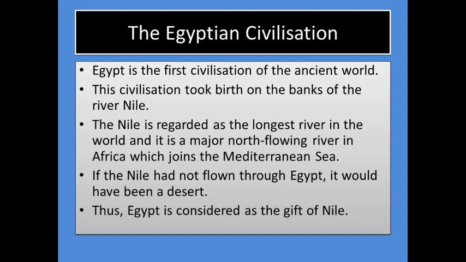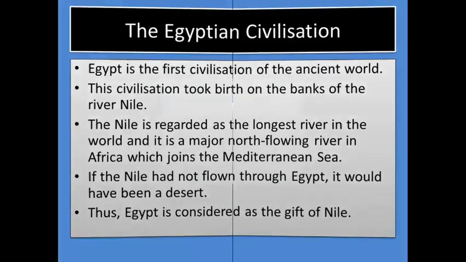If the Nile had not flowed through Egypt, it would have been a desert. Thus, Egypt is considered as the gift of the Nile. So here the river Nile plays an important role in the Egyptian civilization. It is the longest river in the world, a north-flowing river, and it joins the Mediterranean Sea. If this Nile had not flowed in Egypt, what would Egypt have become? It would have become a desert. Thus, Egypt is considered as the gift of the Nile.